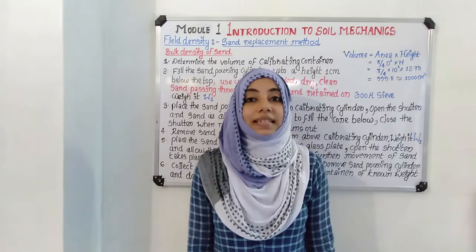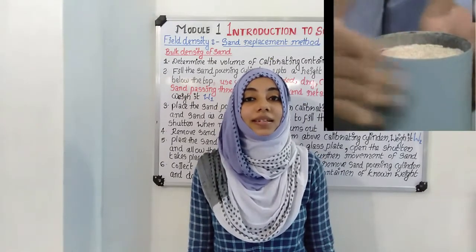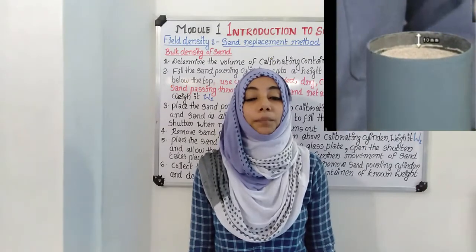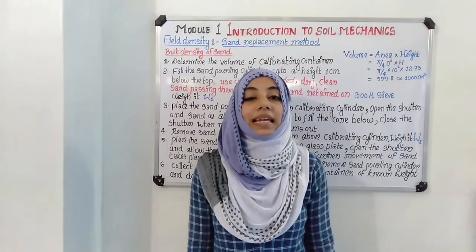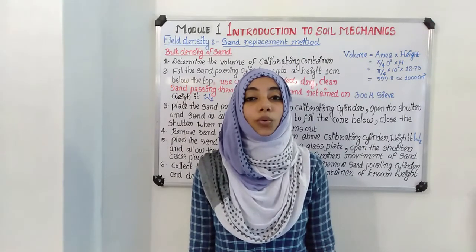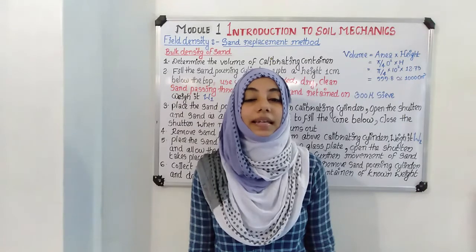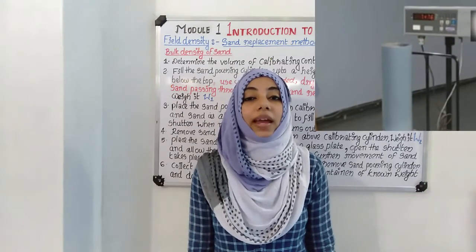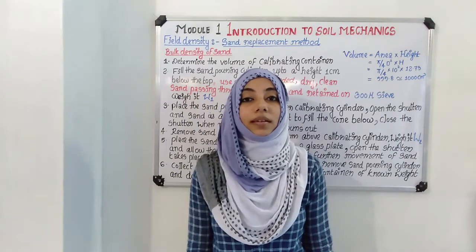Second step is fill the sand pouring cylinder up to a height 1 cm below the top. Use uniformly graded, dry, clean sand passing through 600 micron IS sieve and retained on 300 micron IS sieve and weigh it. This weight is marked as W1.